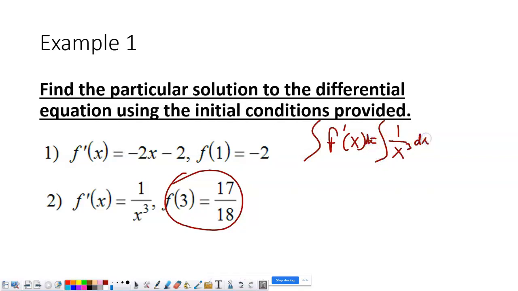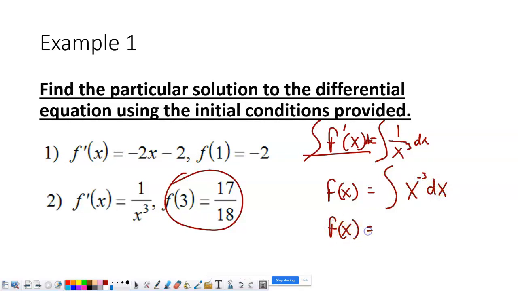There we go. Now on this side, we integrate f prime, you get regular f. On the other side, before I integrate it, I want to rewrite it, because I don't like the way that that's written. There we go. Now I'm going to integrate it. And using the reverse power rule, I'm going to add 1 to my power, and then I'm going to divide by that number. Don't forget your plus c.